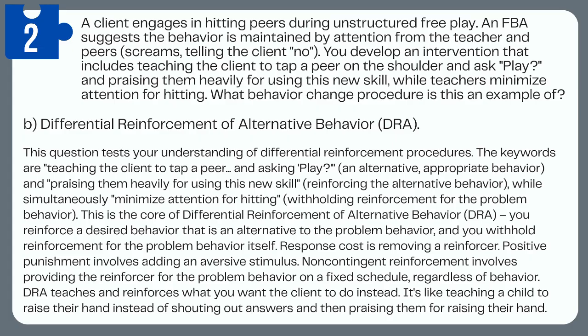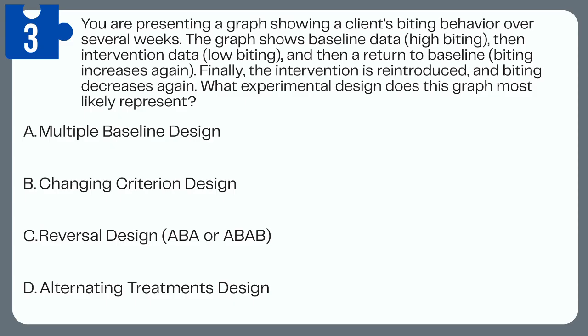You reinforce a desired behavior that is an alternative to the problem behavior, and you withhold reinforcement for the problem behavior itself. Response cost is removing a reinforcer. Positive punishment involves adding an aversive stimulus. Non-contingent reinforcement involves providing the reinforcer on a fixed schedule, regardless of behavior. DRA teaches and reinforces what you want the client to do instead. It's like teaching a child to raise their hand instead of shouting out answers, and then praising them for raising their hand.